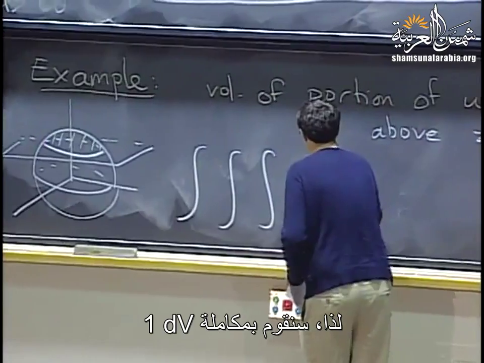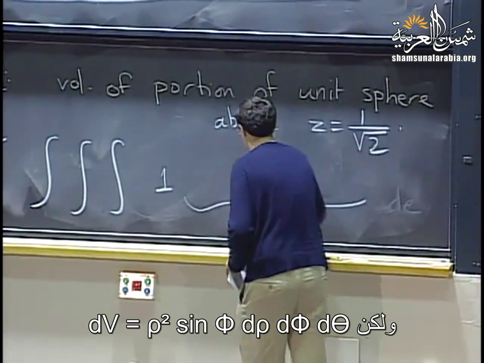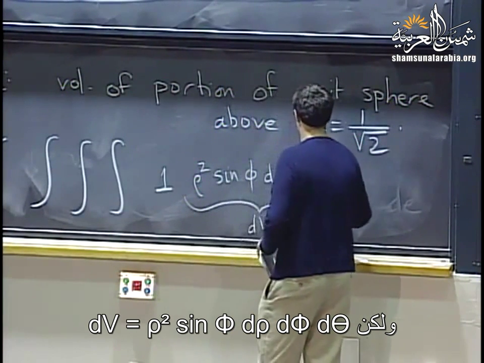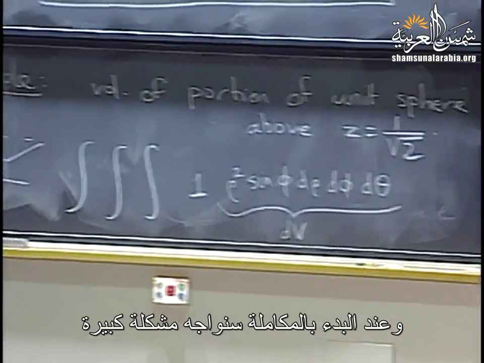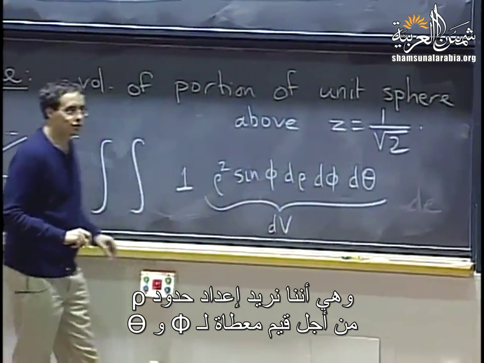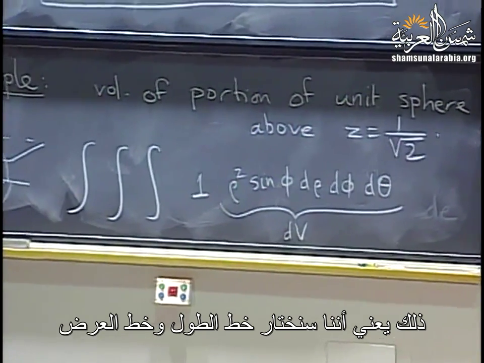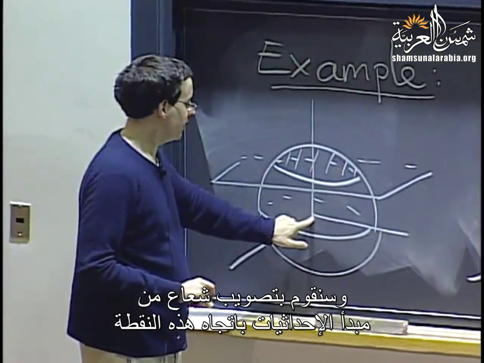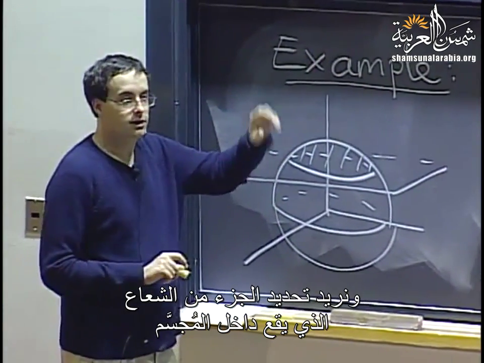So remember, we'll be integrating 1 dV. So dV will become rho squared sine phi d rho d phi d theta. And now, as we start, we're already facing some serious problem. We want to set up the bounds for rho for a given phi and theta. So that means we choose latitude, longitude. We choose which direction we want to aim for, which point of the sphere we want to aim at. And we're going to shoot a ray from the origin towards this point. And we want to know what portion of the ray is in our solid.